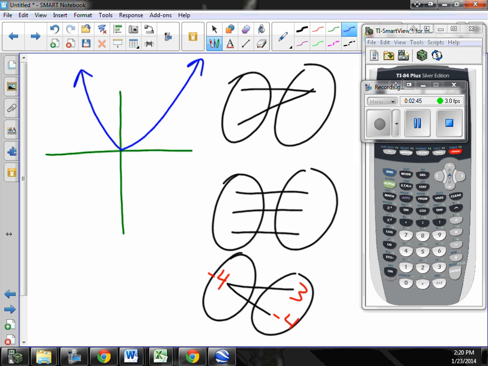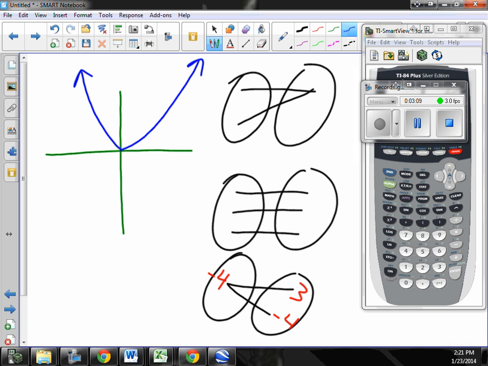We could have additive inverse. So if you took a function and you changed all of its signs, positives to negatives, negatives to positives, that would be the additive inverse. And that would flip across the x-axis. Well, it depends on where you put the negative. It could be x or it could be y, depending on if you put it inside or outside the function.